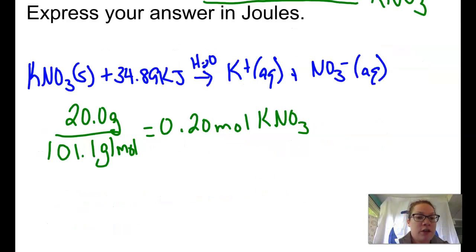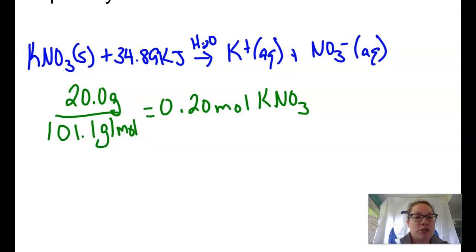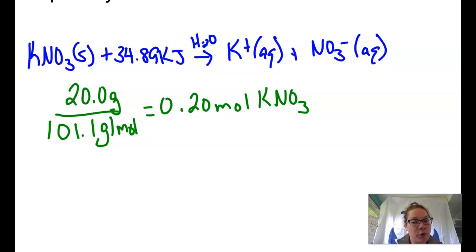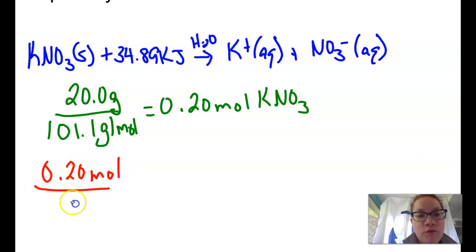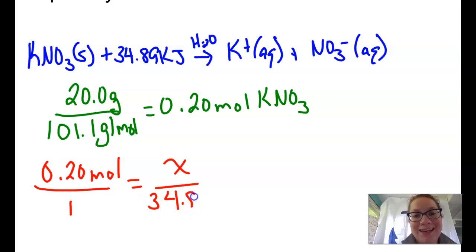All right, so now that I know that I have 0.20 moles of KNO3, how much heat is needed for that number of moles? I don't have a whole mole. I don't have 101.1 grams. So I'm going to do the same thing. I'm going to go ahead and set up my proportion. I'm going to say 0.20 moles of KNO3 over 1, what is that going to be equal to if I know that it takes 34.89 kilojoules for 1 mole?